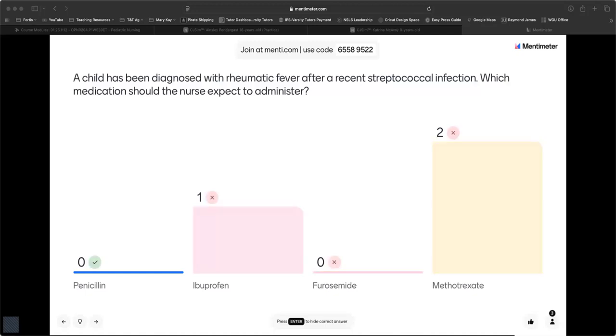For rheumatic fever, we actually give penicillin, and that's going to help prevent any further damage to the mitral valve as a result of that rheumatic fever. They are going to be on penicillin to treat that initial infection, and then we're going to continue that penicillin for 5 whole years to make sure that that strep throat infection doesn't come back and cause that mitral valve damage. So any patient with rheumatic fever will be on penicillin for 5 whole years.